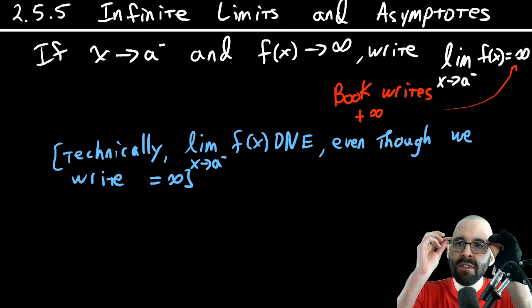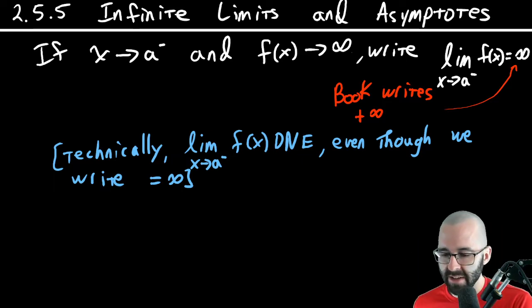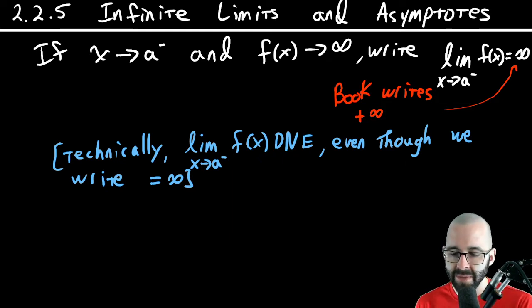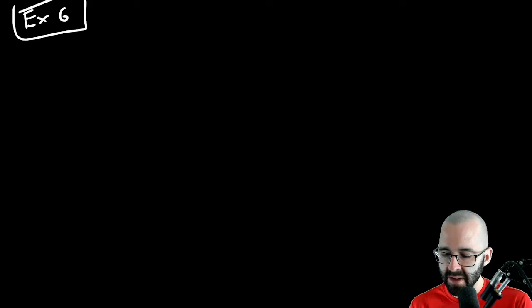And again, if you do look into section 2.5 with the formal definition of a limit, you're going to see why it can't really equal infinity this way, and that's a different definition. But we won't deal with that too much. All right, let's do example 6 to reinforce this concept, and then move on to asymptotes.